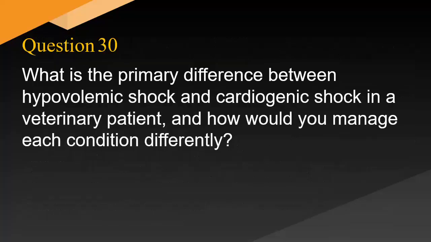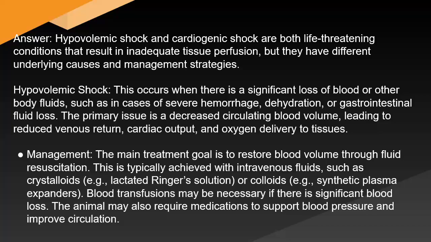What is the primary difference between hypovolemic shock and cardiogenic shock in a veterinary patient, and how would you manage each condition differently? Answer. Hypovolemic shock and cardiogenic shock are both life-threatening conditions that result in inadequate tissue perfusion, but they have different underlying causes and management strategies.